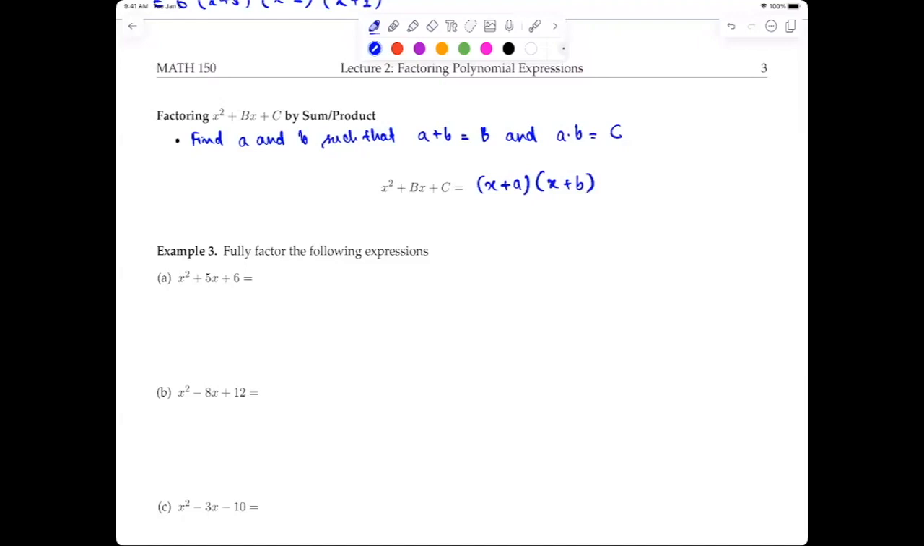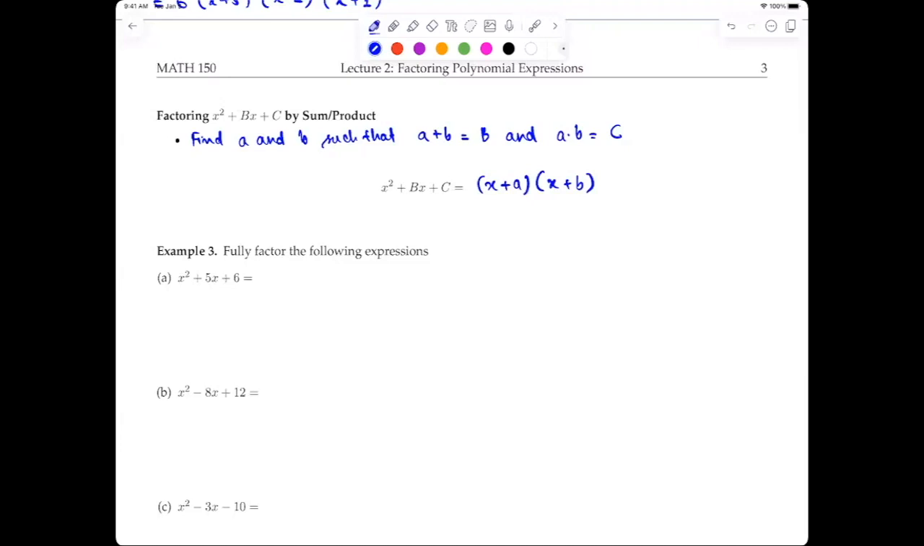So that's the theory behind it. Any questions? All right. So in example 3, can you fully factor the following expressions? Let's start with x squared plus 5x plus 6.